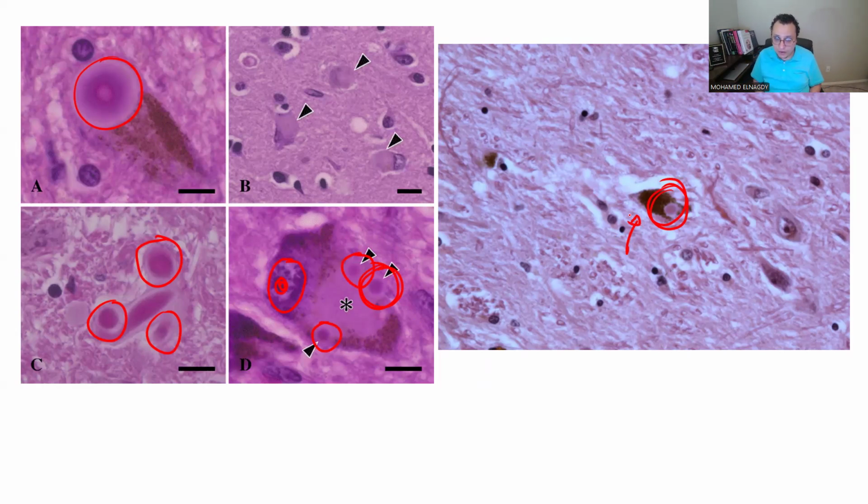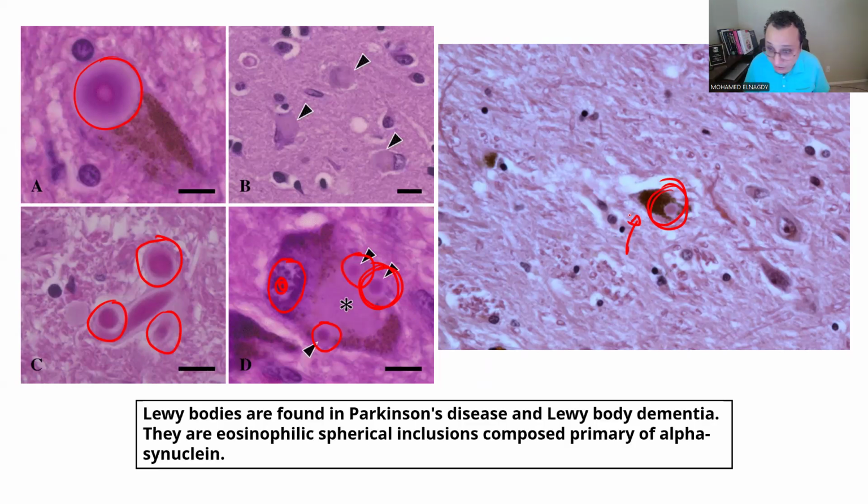So what do you think, guys? What kind of bodies are these? It's not Negri bodies, of course, because Negri bodies are very small. These are like huge red balls. These are Lewy bodies. Please remember this. Lewy bodies are the sign of Parkinson disease, and that's why you see the substantia nigra here, right?